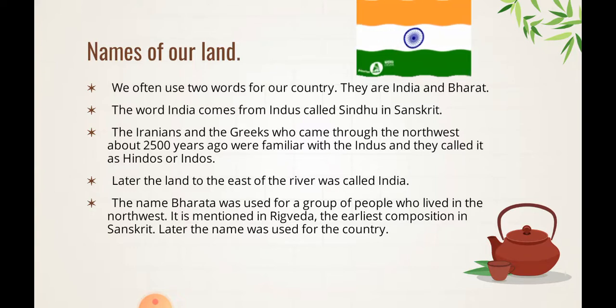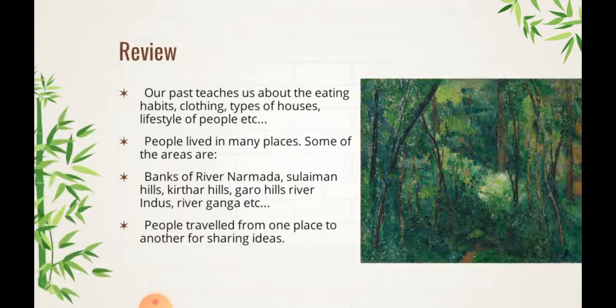So, children, I hope you all have understood today's topic. Let's do a quick revision. Today we learned our past teaches us about the eating habits, clothing, types of houses, and lifestyle of people. People lived in many places. Some of the areas are the banks of river Narmada, Suleiman Hills, Kirthar Hills, Garo Hills, river Indus, river Ganga, etc. Similarly, people traveled from one place to another for sharing ideas.